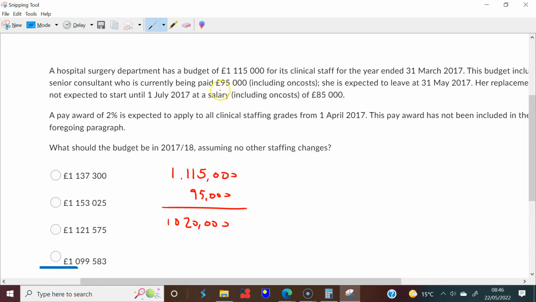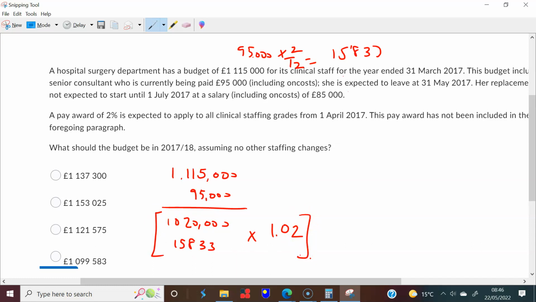And I then said, okay, listen, what are we going to be giving this senior consultant for the time they're with us? And of course, that's just the 95,000. They're with us for just 2 months. So I said, let's just find that. I just felt a bit more comfortable finding that. And I did that, and you will get 15,833. So I was like, okay, 15,833. That's kind of the main point. Then we now know that this is going to increase by the 2%, right?